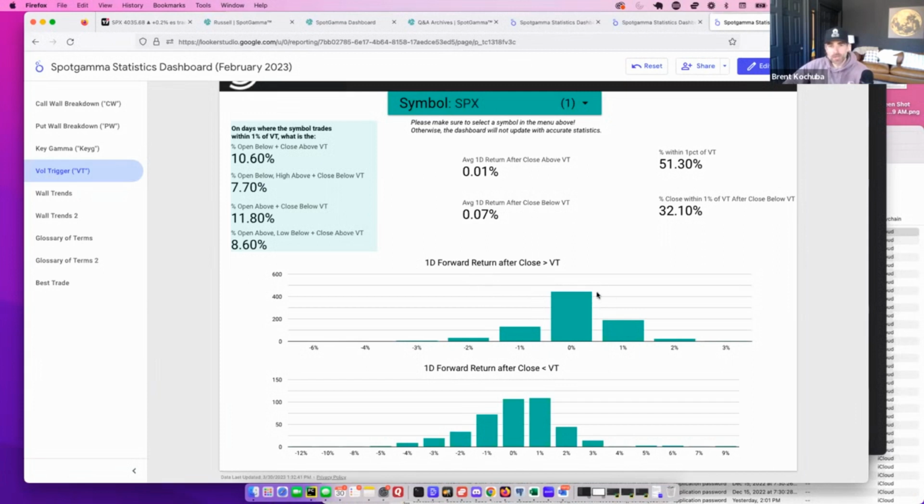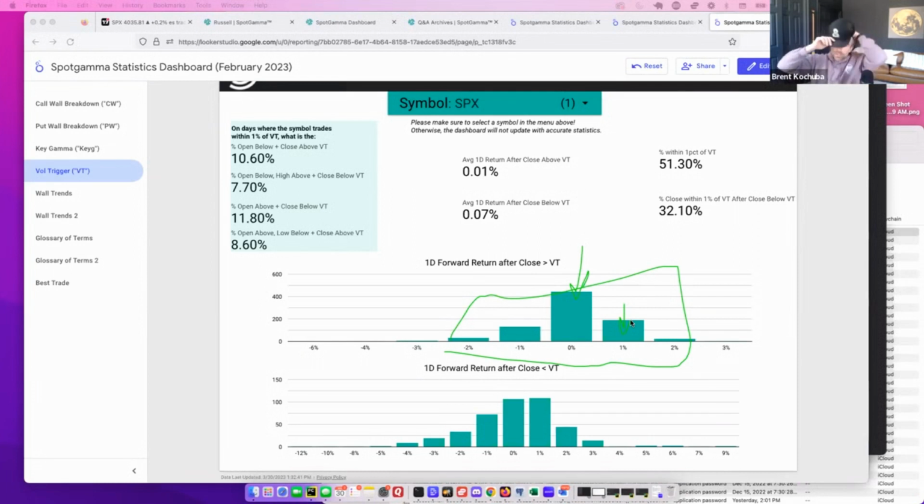I was actually looking at some stats around this. This is what happens when we close basically within 1% of the vol trigger. What I really want to focus on is the distribution of returns. This is several hundred data points, so it's meaningful. Typically when we close just above the vol trigger, we tend to sit there. There's a small positive skew, or at least the returns are slightly positive. But the takeaway is there's not a lot of volatility.